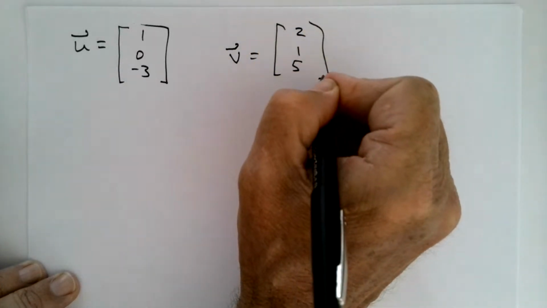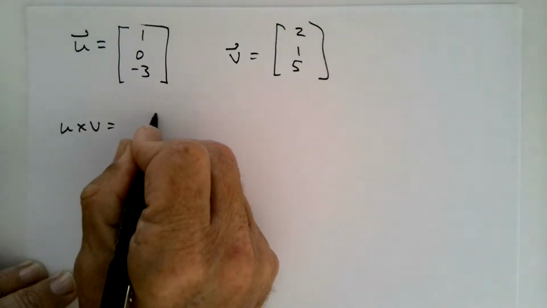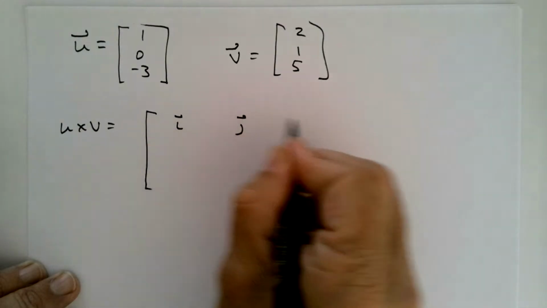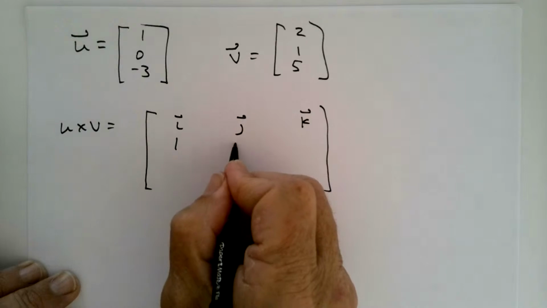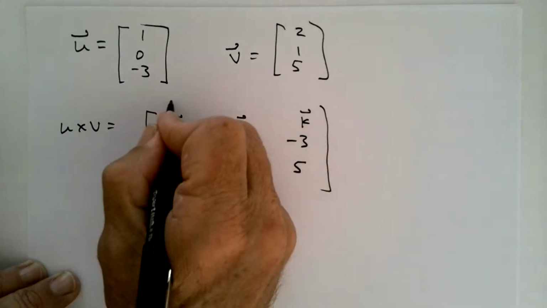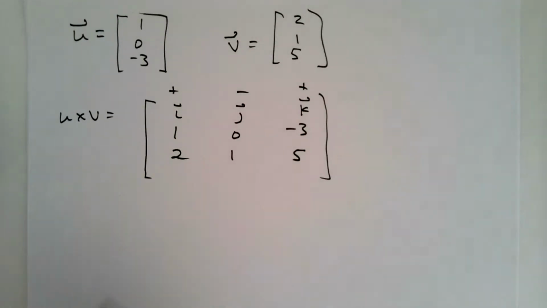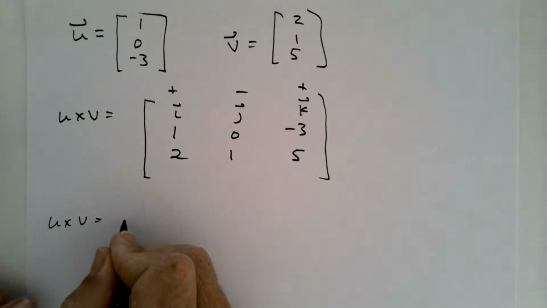I want to find a vector orthogonal to both of them. That would be U cross V. How does that work? I, J, K across the top, 1, 0, negative 3, 2, 1, 5. It goes plus, minus, plus across the top. So what is U cross V?